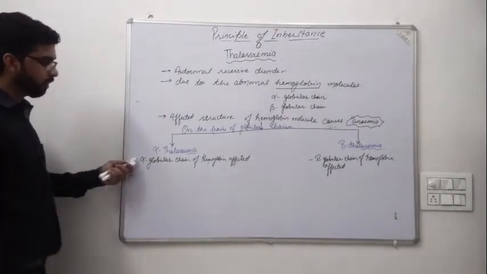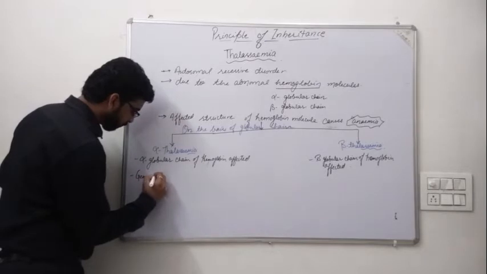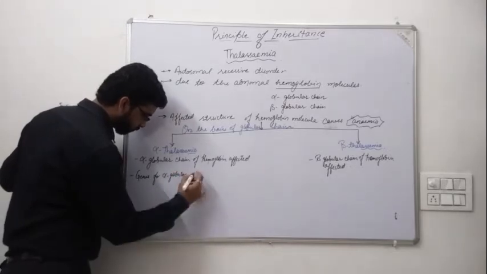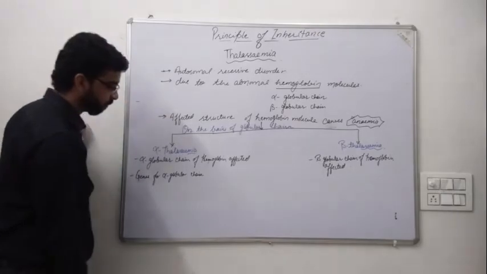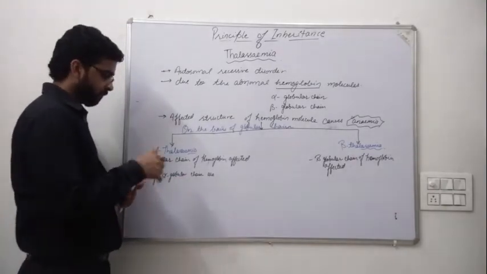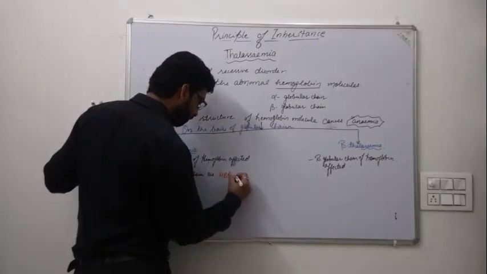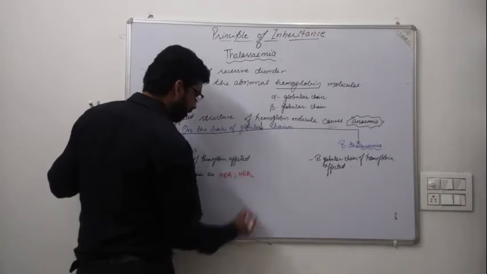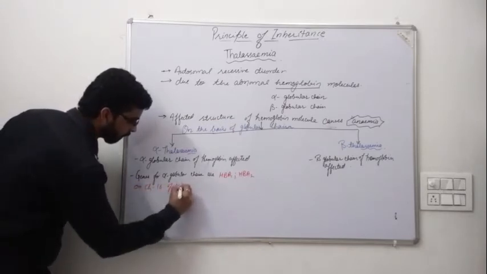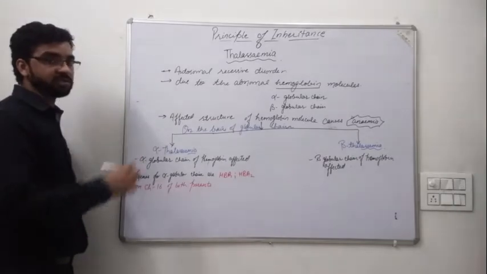Here, if we are going to talk about the alpha globular chain, then the genes for the alpha globular chain are HbA1 and HbA2 on chromosome number 16 of both parents. And the second thing is that they are closely related to each other.